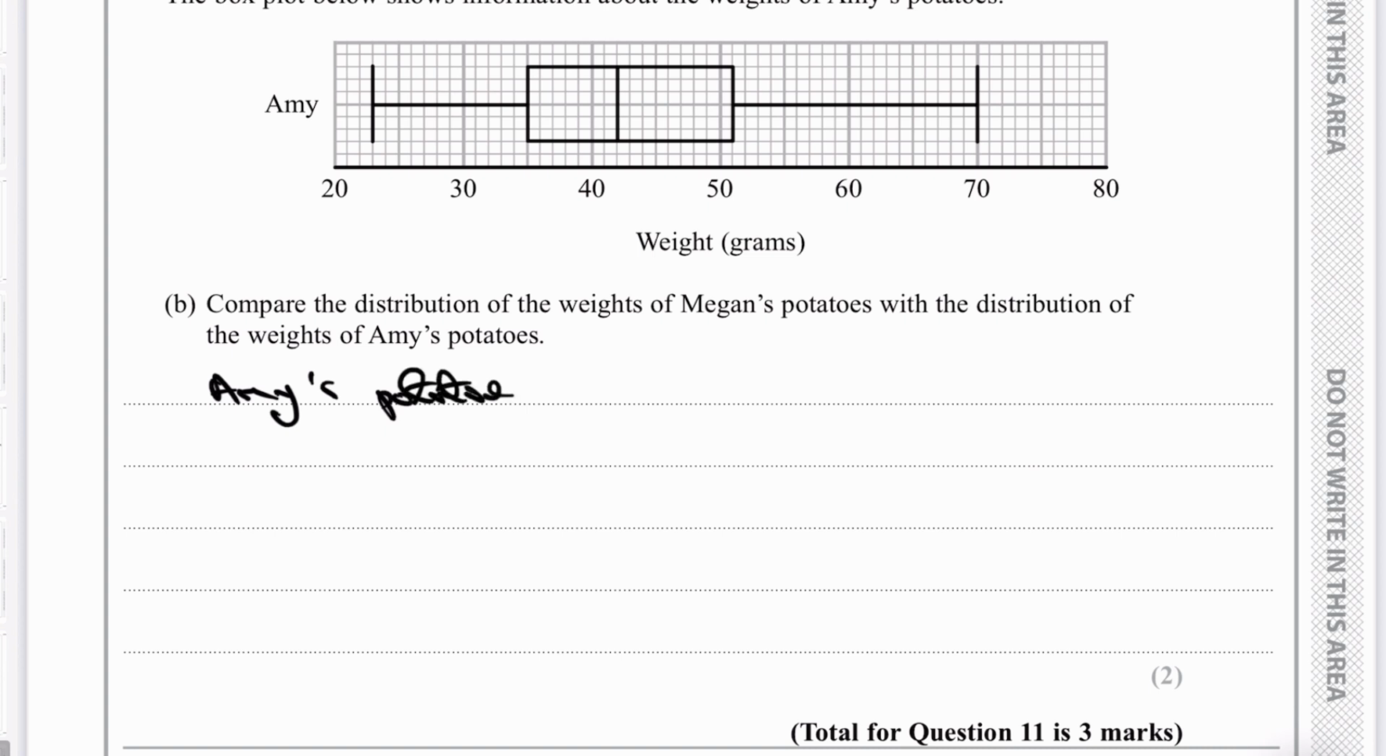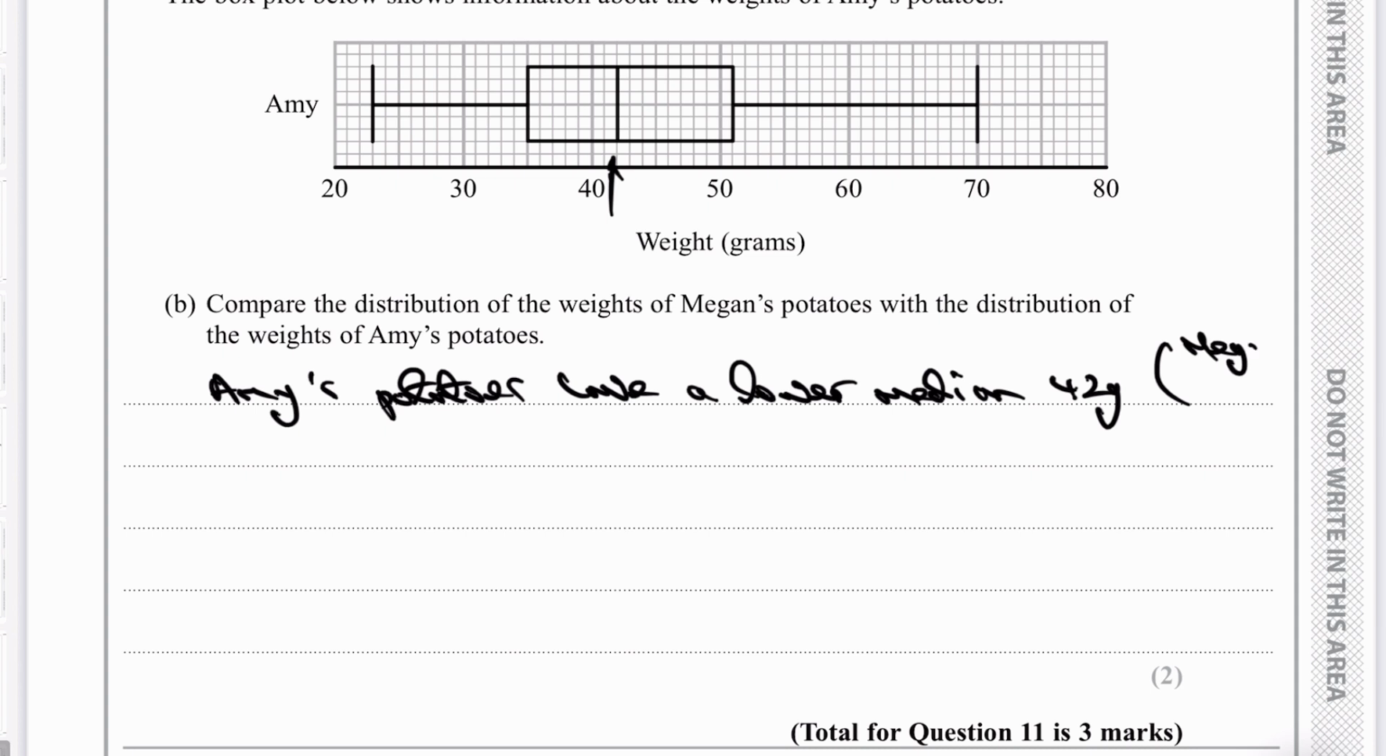So I'm going to put in here that Amy's potatoes have a lower median, and I'm going to say it's 42, which is this one here, 42 grams. And I can, if you want, in there I'll put Megan is 57 grams. Okay. I think the other thing I would say is that the interquartile range for Megan is smaller. So this is the interquartile range, which is this length here.